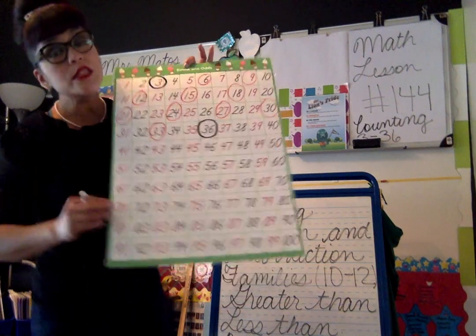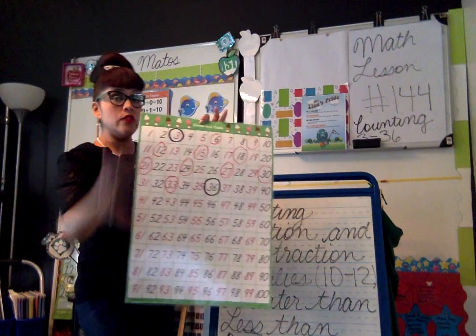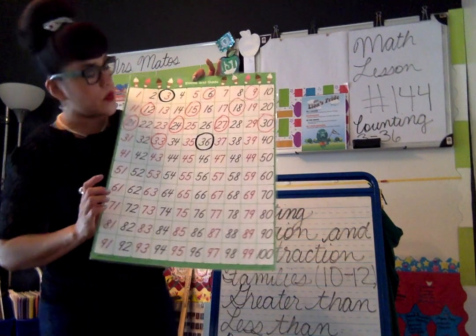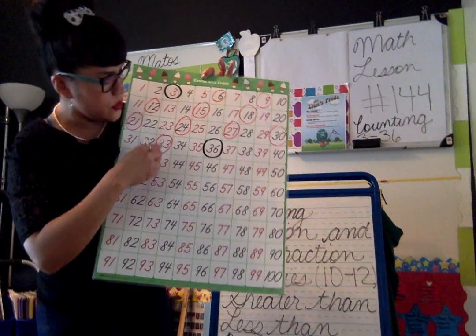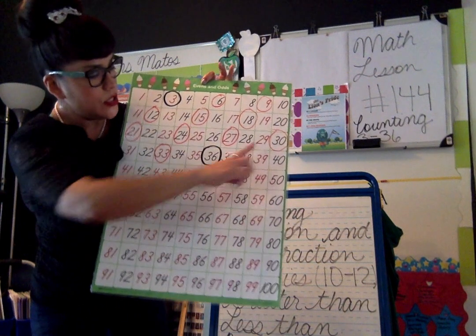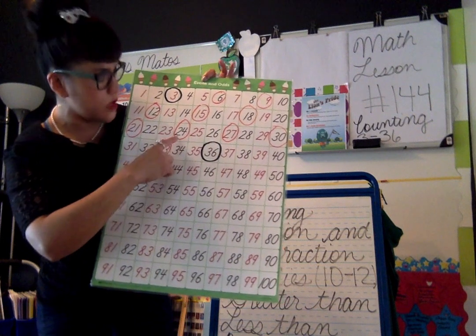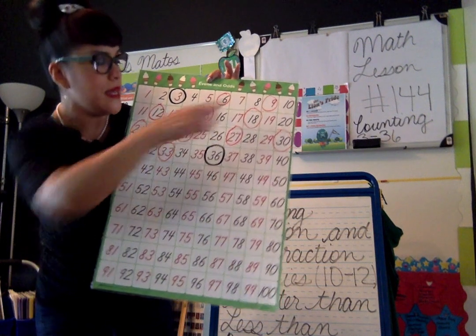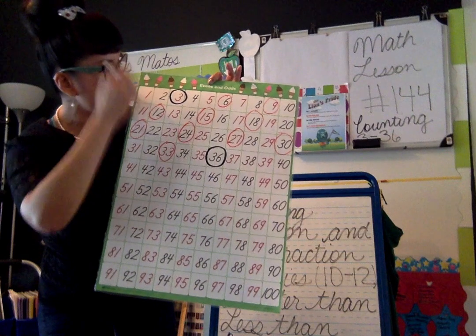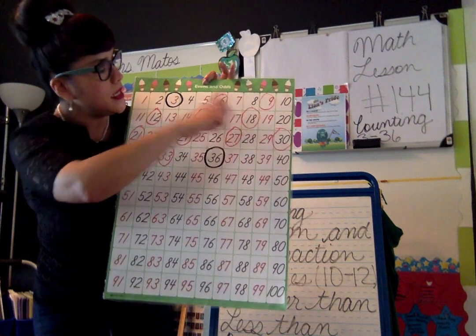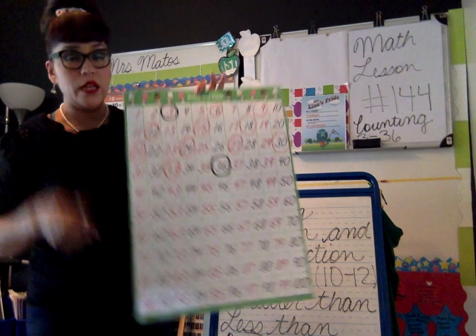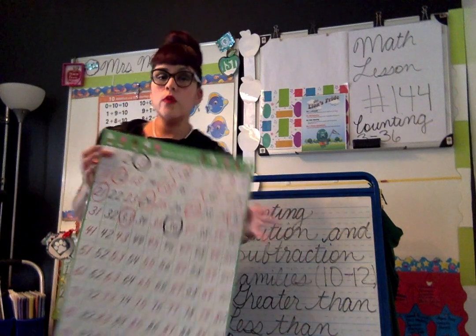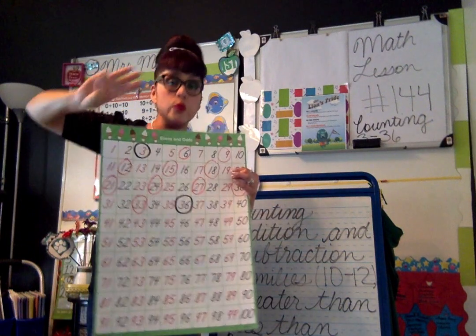Good job. All right, let's go ahead and practice counting in reverse order, all right? Are you guys ready? 36, 33, 30, 27, 24, 21, 18, 15, 12, 9, 6, and 3. Great job, guys. So this is counting by threes.